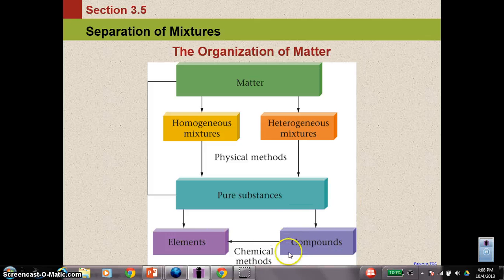But if it's made up of compounds, I can then take chemical methods to break down the compounds and change it back into elements. So while matter is anything that has mass and takes up space, there are different forms of matter that we need to be aware of, and we need to be able to recognize what type is what when we're in the lab, and also when we look at our test in the next couple of days after we finish and complete the lab. That's going to help us better understand the organization of matter.